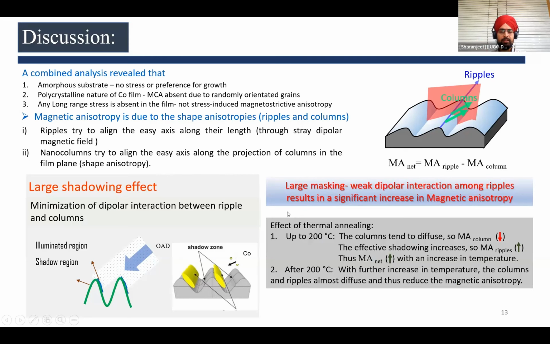But with thermal annealing, we have seen that the columns tend to diffuse, which reduces the magnetic anisotropy component due to the columns, and the highly porous columns present in between the ripples connect, and thus increase the effective shadowing, which leads to an increase in the magnetic anisotropy component due to ripples. Thus, it improves the magnetic anisotropy of the material up to 200 degrees Celsius, and with further increase in temperature, the columns and ripples almost diffuse, and thus reduce the overall magnetic anisotropy.